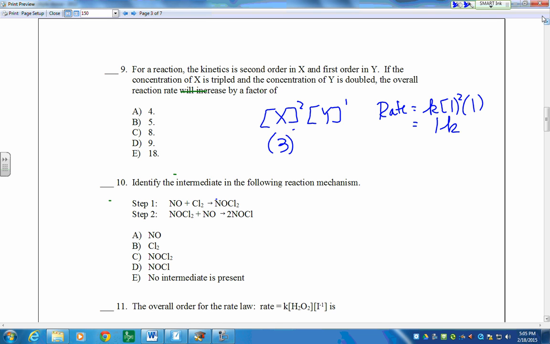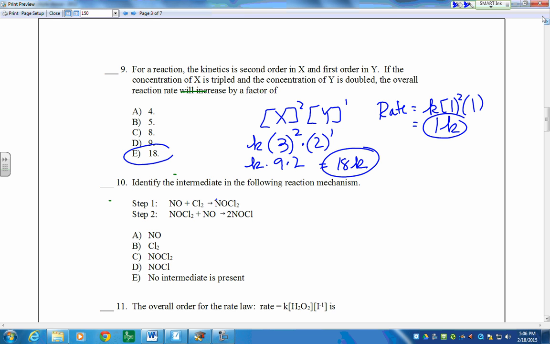So this is 3. And Y is doubled. So this is 2. And then just do the math. 3 squared is 9. 2 to the first is 2. 9 times 2 times K is 18K. Look at this. The rate went from 1K to 18K, so it increases by a factor of 18. That's E. 10, identify the intermediate.